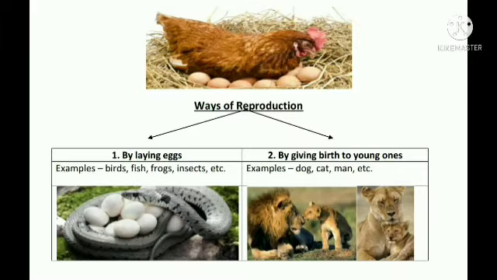Now we are going to learn about the different ways by which animals reproduce. So students, there are two ways in which animals reproduce. The first one is by laying eggs. You can see here, for example, birds, fish, frogs and insects lay eggs. The second way of reproduction is by giving birth to young ones. Examples of this are dog, cat, man and so on.